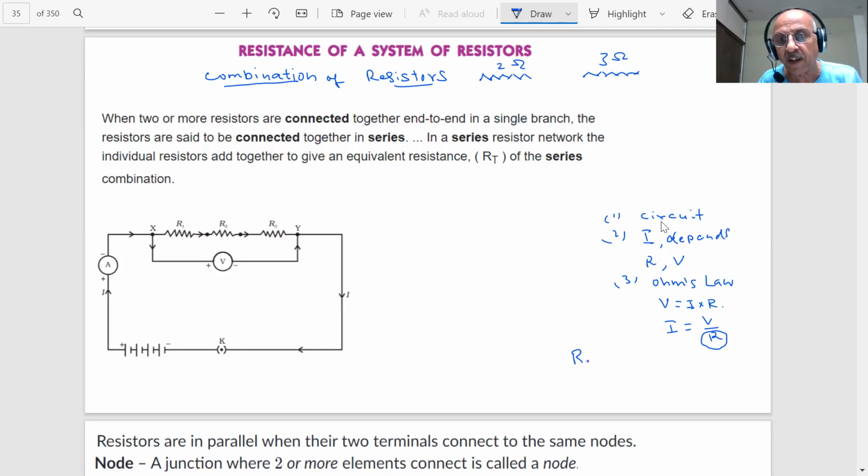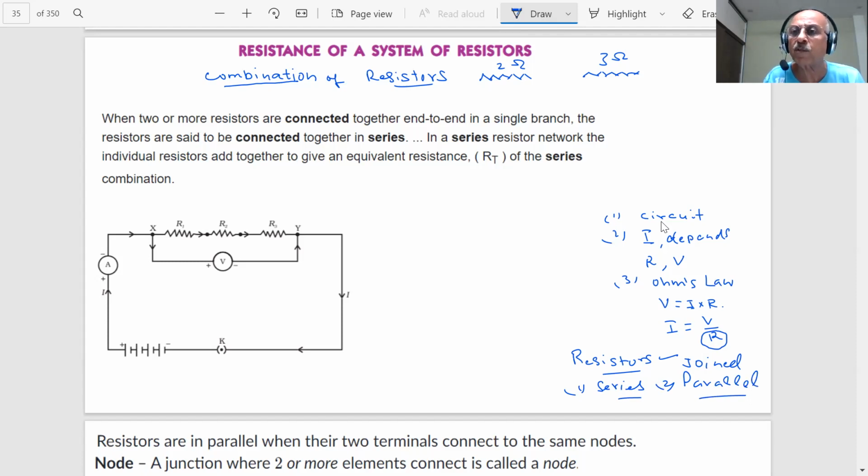What we are saying is that if I have more than one resistor, they can be joined either in series or in parallel. There are two ways we can join the resistors. Let us see what I'm trying to say to you, students. First, here you have three resistors in this circuit diagram. Can you see the three resistors? R1, R2, R3. These are the three resistors.